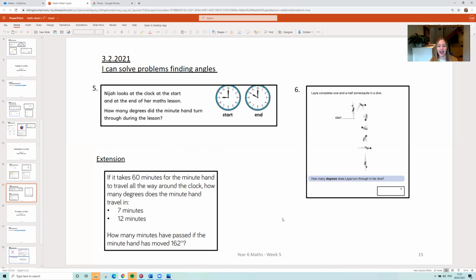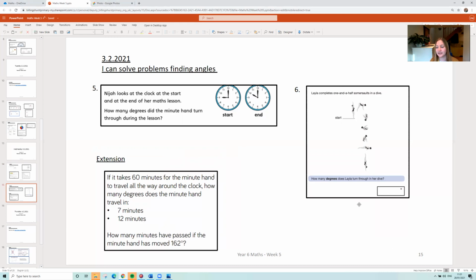So here we start to look at angles in practice, really, or in everyday life. So looking at problems around angles on a clock, thinking about the values of angles if we know how many degrees there are and how many degrees the minute hand is going to turn. So again, that's going to be angles around a point, isn't it?